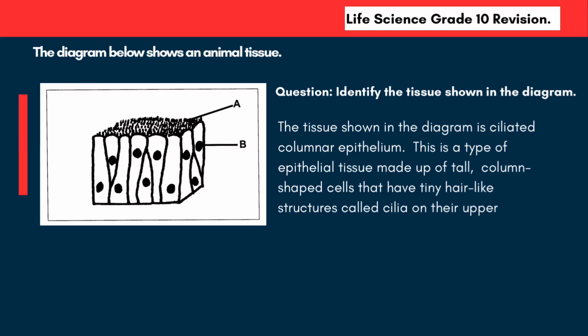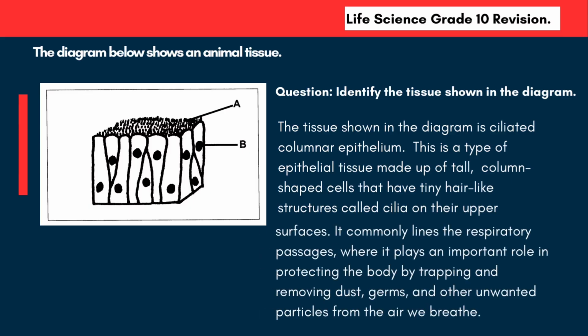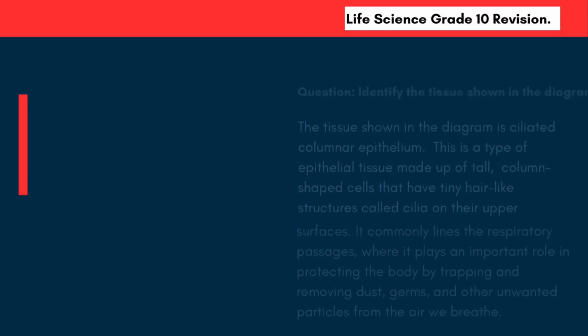This is a type of epithelial tissue made up of tall, column-shaped cells that have tiny hair-like structures called cilia on their upper surfaces. It commonly lines the respiratory passages, where it plays an important role in protecting the body by trapping and removing dust, germs, and other unwanted particles from the air we breathe.